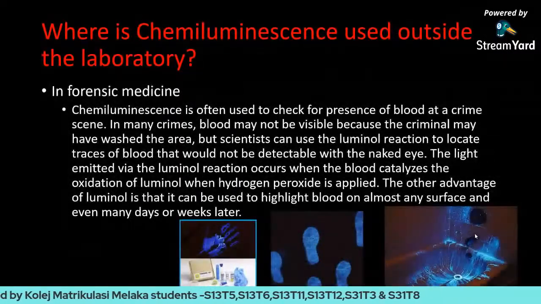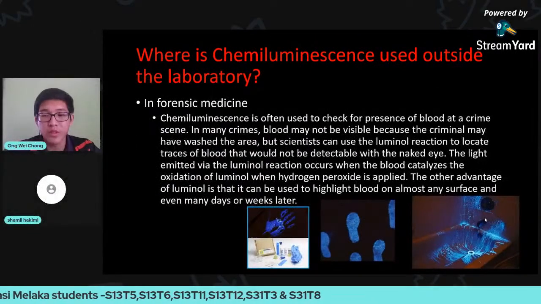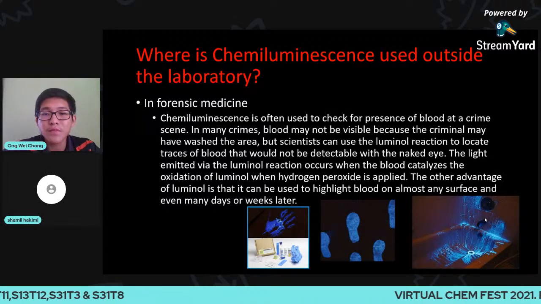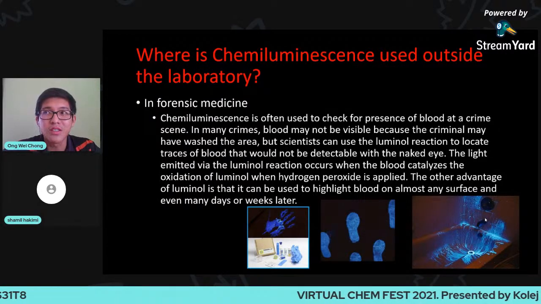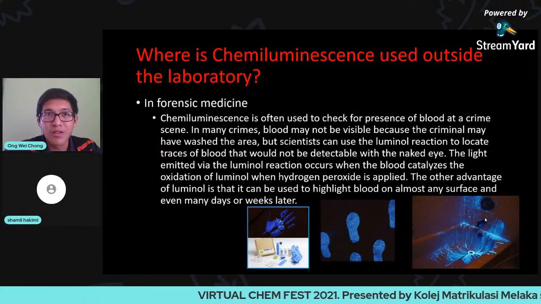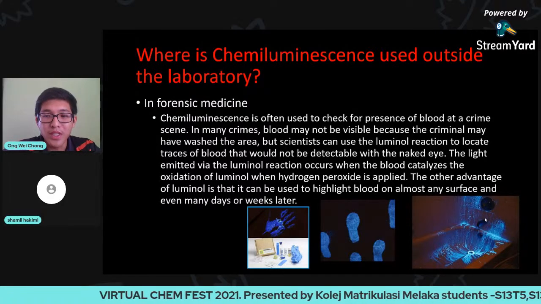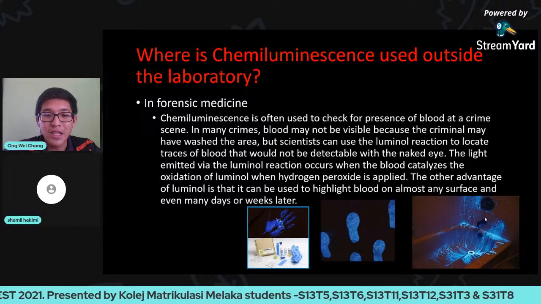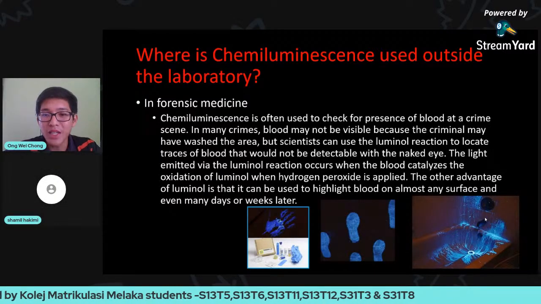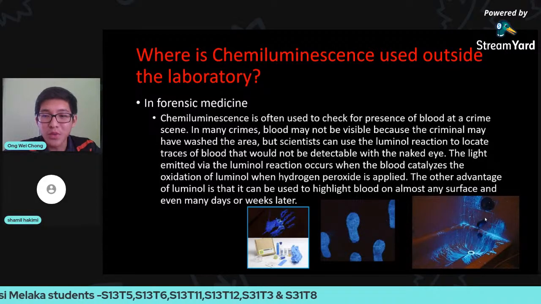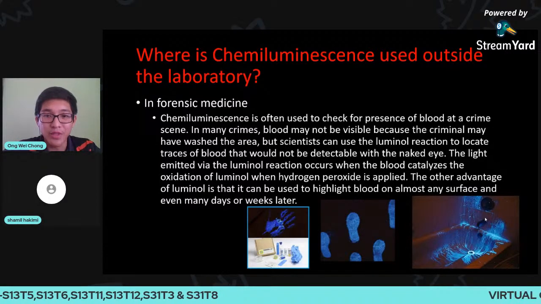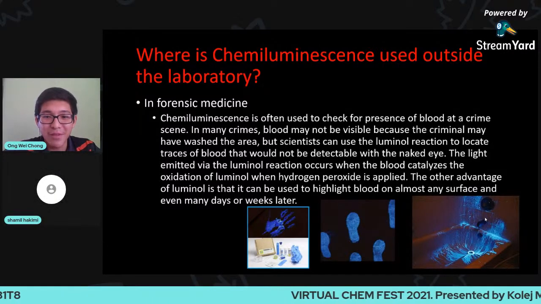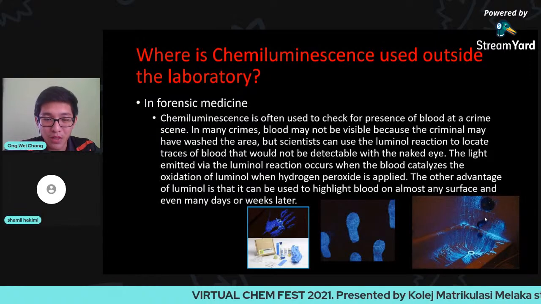Okay, moving on to the next application, which is the most interesting part for me: forensic medicine. As we all know, when we watch criminal or detective movies, we see forensic doctors doing their work, like using UV light to observe whether there is a blood stain at the crime scene, right? So chemiluminescence occurs in that process. So how does it work?